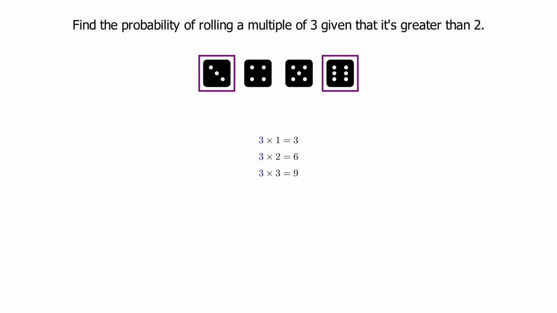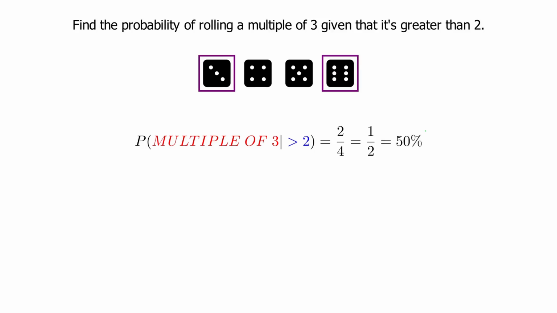So in this case, when we calculate the probability of rolling a dice that's a multiple of 3, given that it's greater than 2, in our numerator, it would just be 2 because there's only 2 that are a multiple of 3. And then in our denominator, it would just be 4, which would simplify to 1/2, which is 50%.